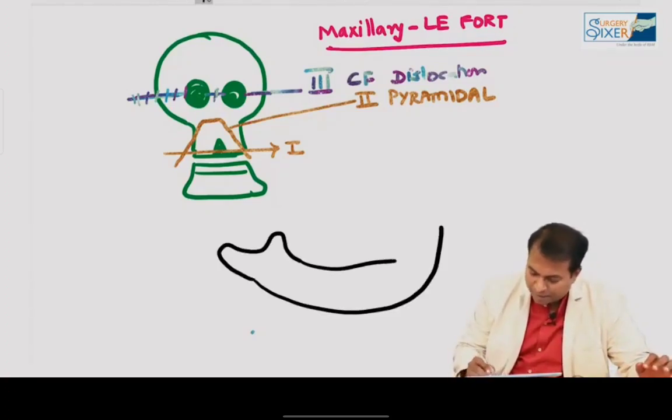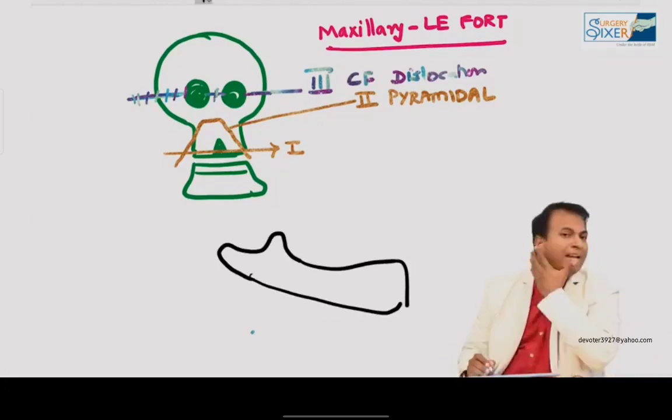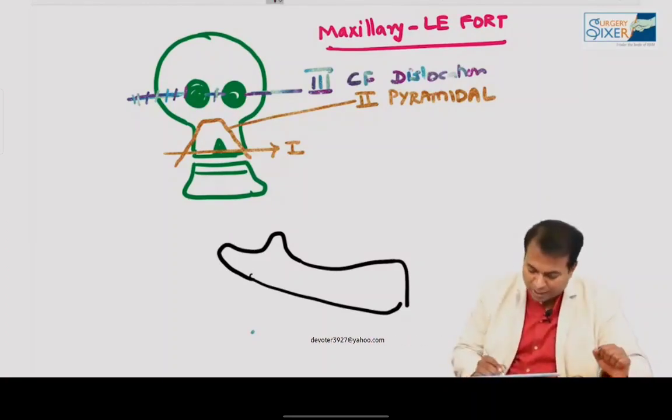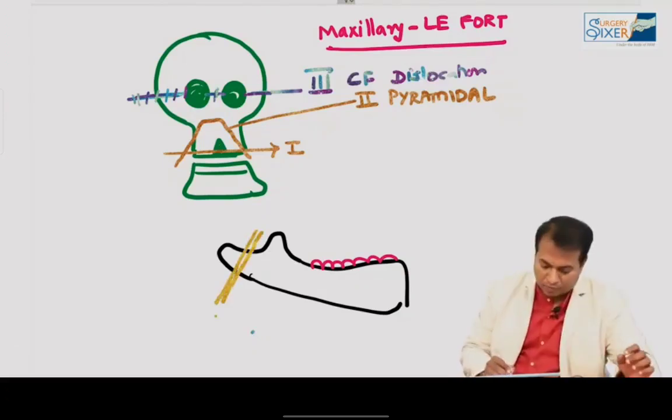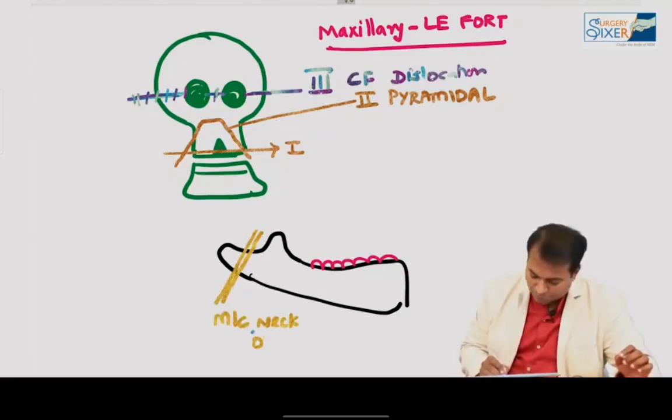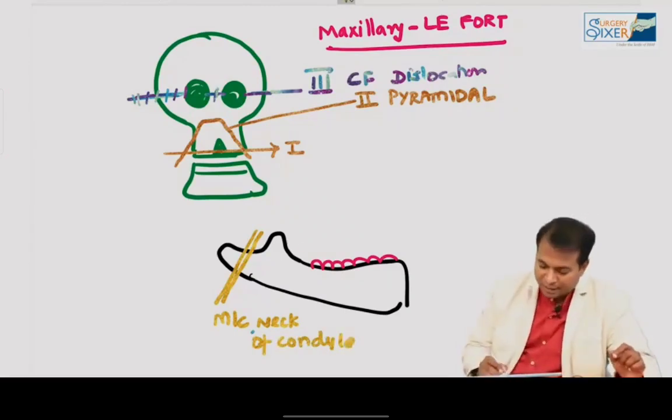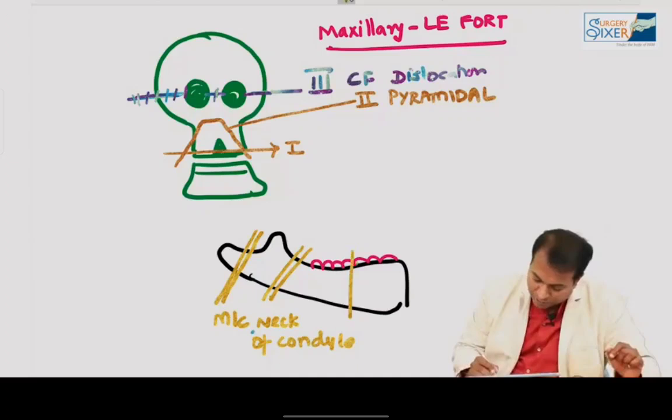This is a mandible, okay? If this is the left side mandible, what is the most common site for you to get an injury in the mandible? The most common site of injury is at the neck of the condyle. This is the condyle. The neck of the condyle is the most common site of injury. And then the angle of the mandible injury. Then at the level of the canine tooth.